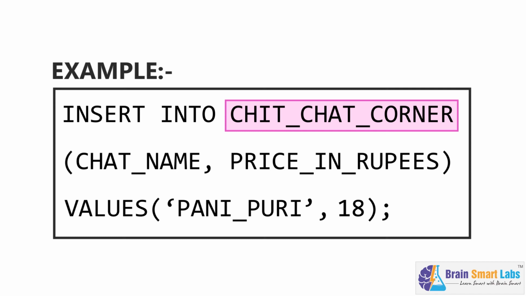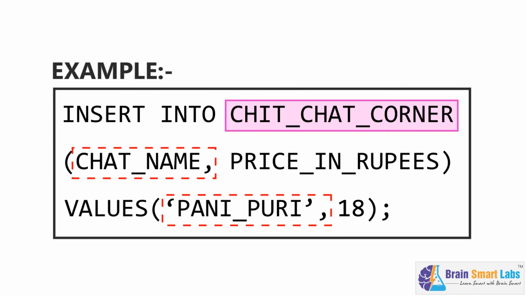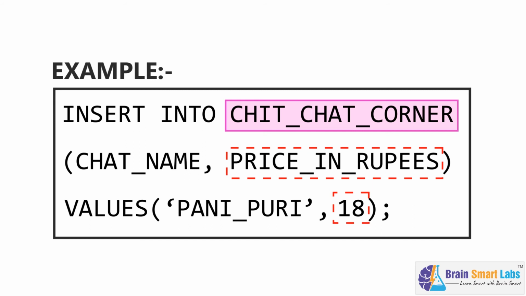Here in this statement, we have decided to insert only 2 values for our table chit chat corner. The first value will be chat name and the second value will be price in rupees. Please note, in the statement we have skipped inserting the first column value, which is serial number, even though the column was defined during our table creation. If you want to neglect a few columns while using your insert statement, you have no other option in SQL other than this way.